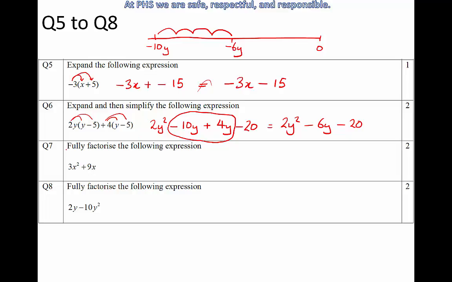All right. Keyword for question 7 is fully factorise. Okay, so how do we do that? Well, we need to see, is there a common number? Is there a common number for these two terms? So we're going to look at each term individually.